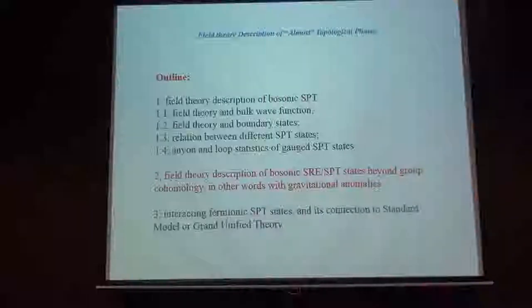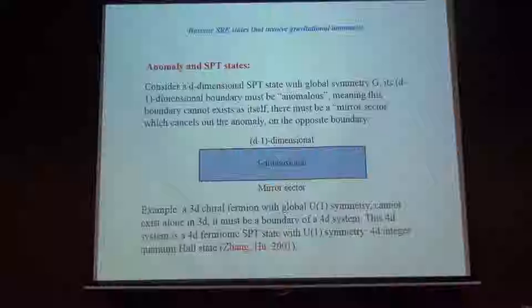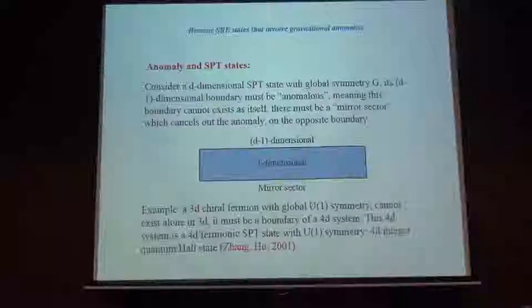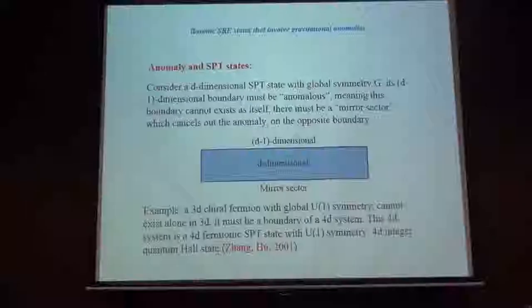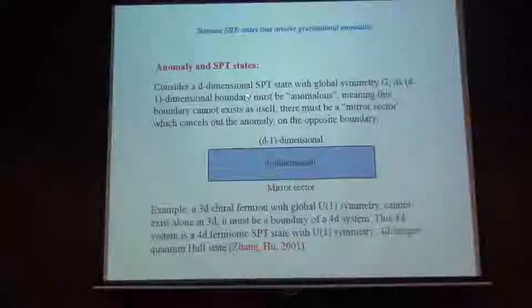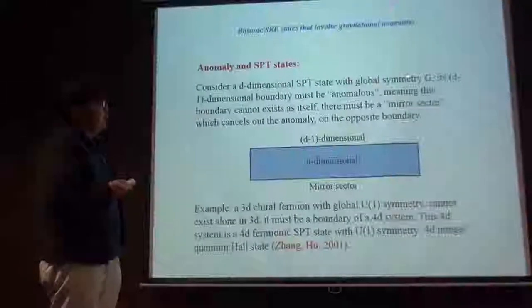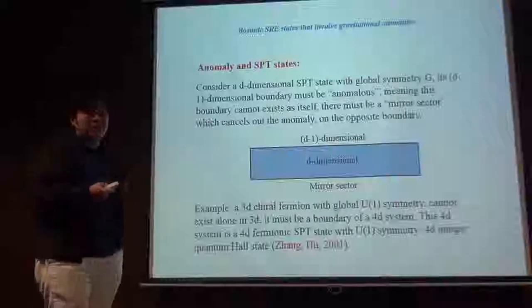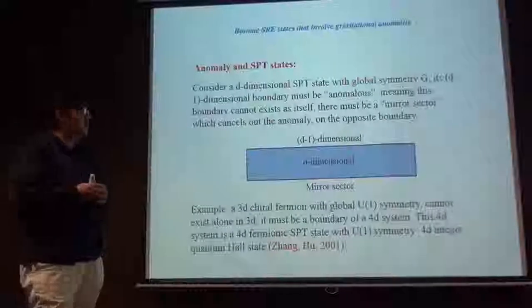Okay, since everything I'm going to talk about today is related to the concept called anomaly, I will first try to review anomaly and SPT state, the relation between anomaly and SPT state. So here is precisely what I mean by this relation. Suppose I consider a d-dimensional SPT state with a d-1 dimensional boundary. And suppose this d-dimensional SPT state has a global symmetry G, and this global symmetry G is a lattice symmetry, defined on the lattice.